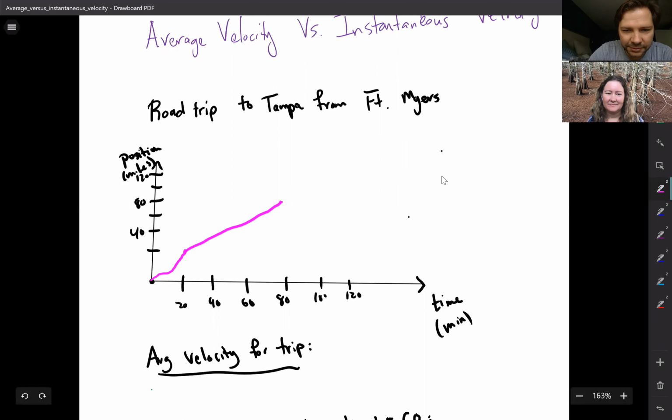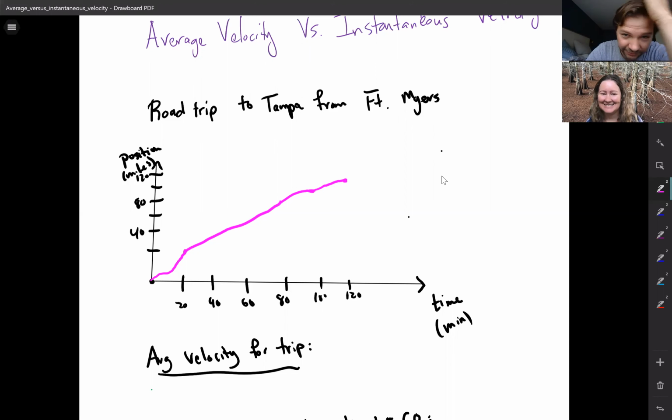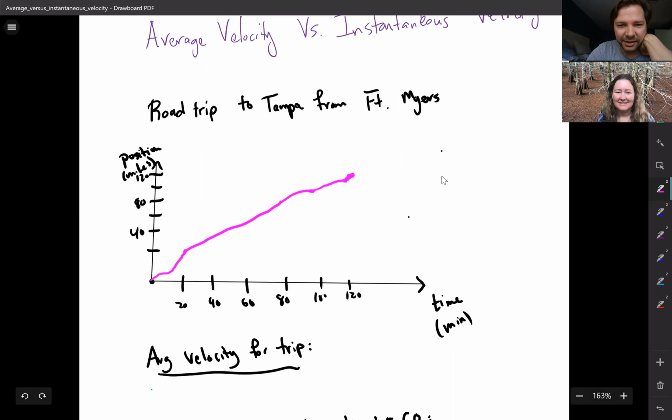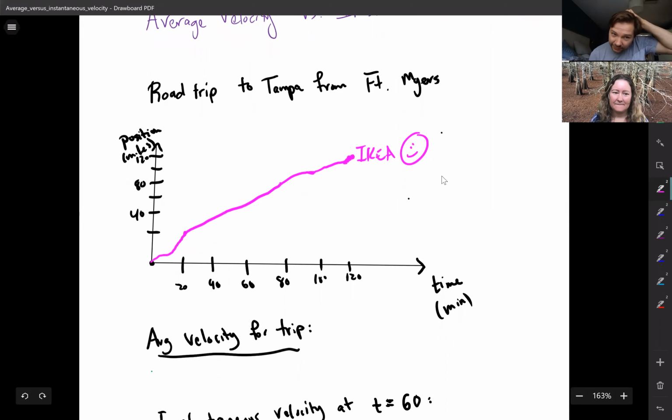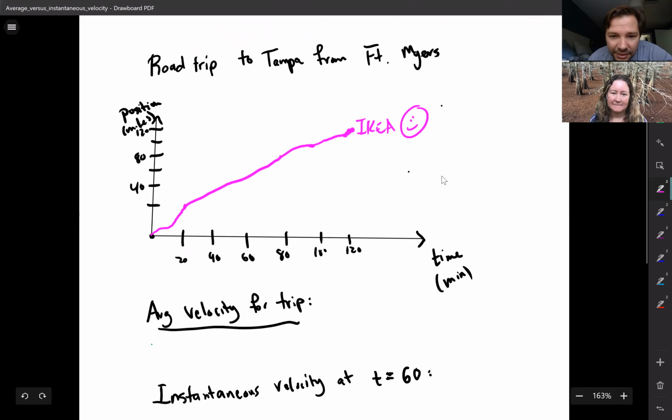Then you get closer to Tampa, you hit Sarasota, there's probably a traffic jam and you slow down a little bit, staying at the same position for a little while. And when you get to Tampa, you sit in a bigger traffic jam. Maybe you miss your exit to go to IKEA, and so it looks like you're not really going any further for quite a while. And at the very end, you make it. After about 2 hours, you get to IKEA. Sounds about right. So that's the way this looks.